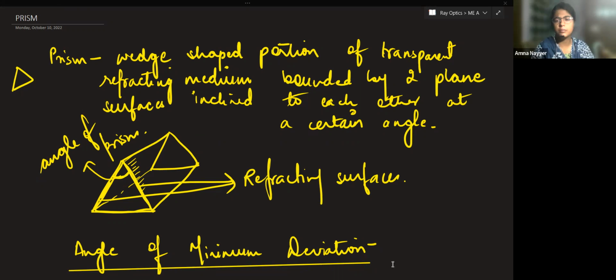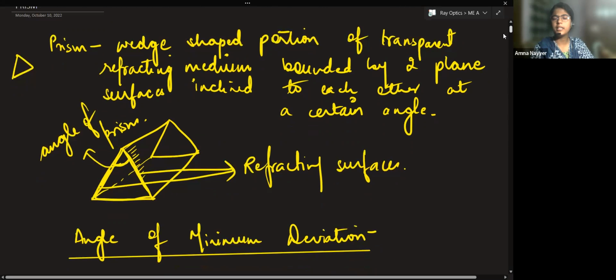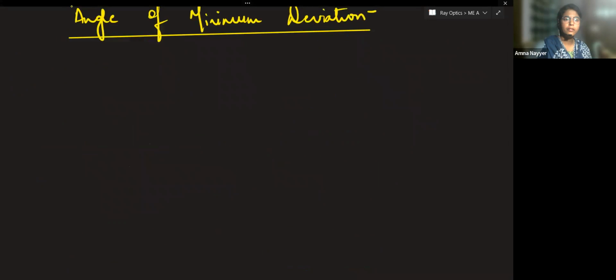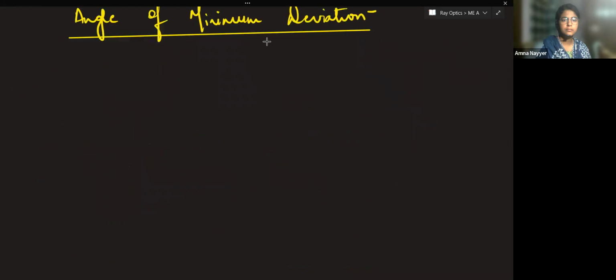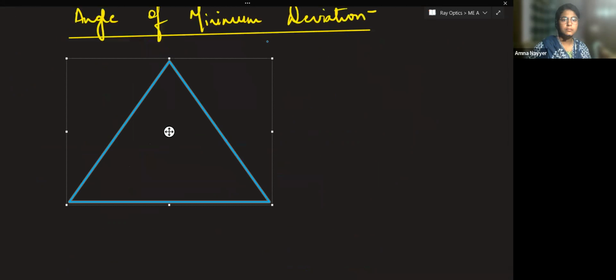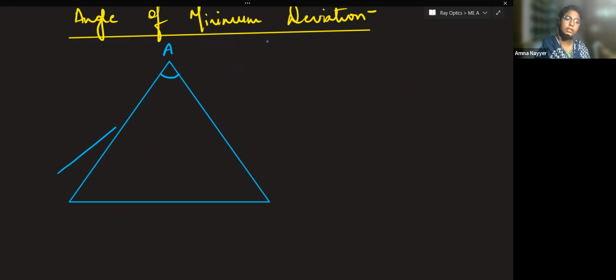I think till now you all must have written. Now let's start with the proper derivation. This is the angle of prism, fine. So the incident ray has fallen on this. This is the normal. So this angle is known as angle of incidence. It gets refracted and then again a normal here, and this gets again refracted.